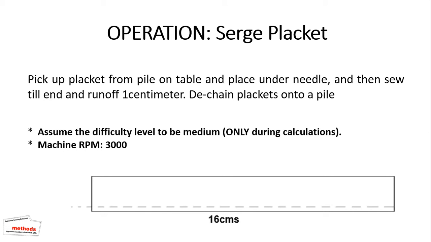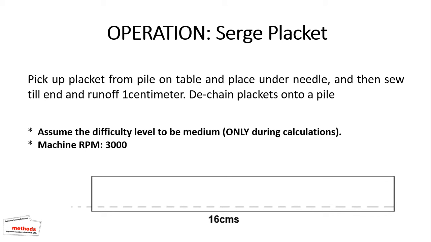We have certain parameters. The first states to assume the difficulty level to be medium, but only during calculations. So while you're actually writing the sewing code in the table, you have to state the actual level of difficulty, whether it's an X or an M or an E. But then while you're calculating the TMU of sewing, you consider medium. This is obviously only when the sewing code TMU has to be calculated manually. We only have the medium chart available for calculation.